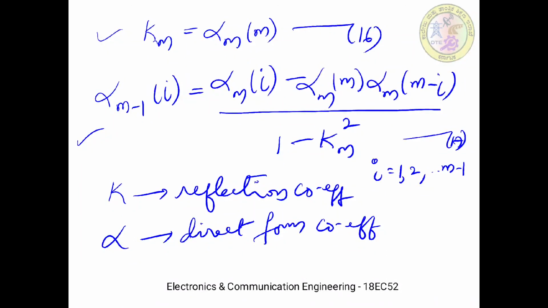Now where are these available? The reflection coefficients are available from our system transfer function itself. Using these alpha we are deriving k. We can make use of equations 16 and 17 in order to obtain those unknown values, and thereby we can draw the lattice structures.